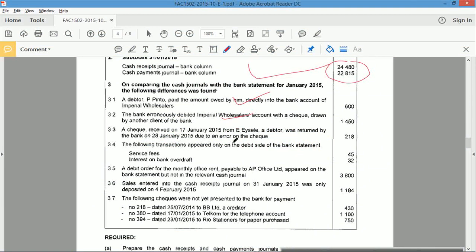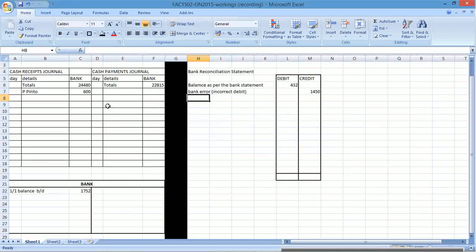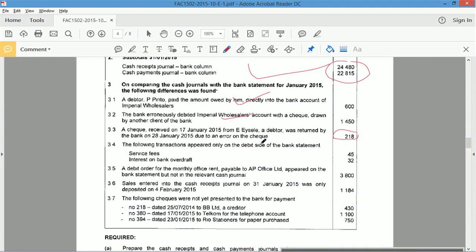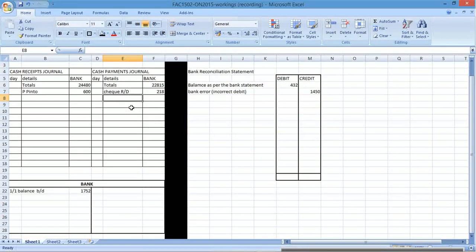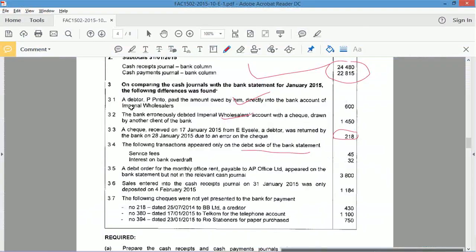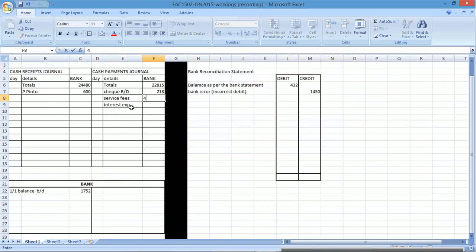Check received on 17 January from E, a debtor, was returned by the bank. That's a dishonored check. 218 CPJ. Check RD. The following transactions appeared only on the debit side of the bank statement. These are adjusting journal entries. Service fees and interest on bank overdraft. So service fees, interest expense. Service fees 45 and 32.